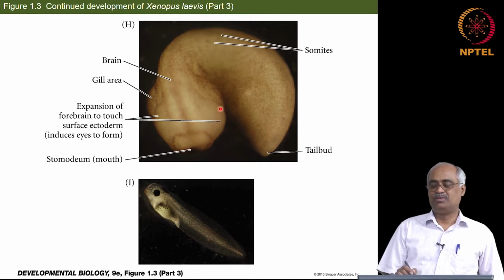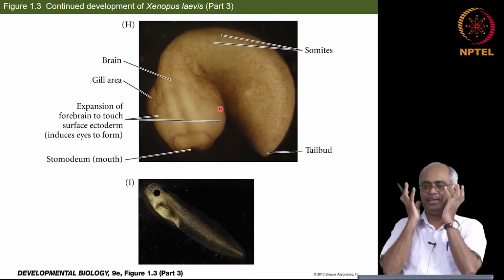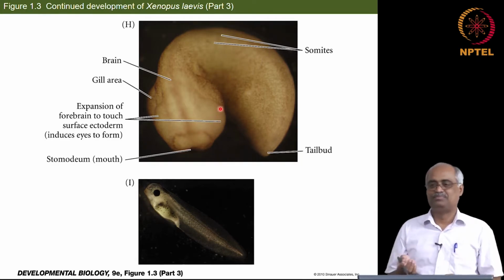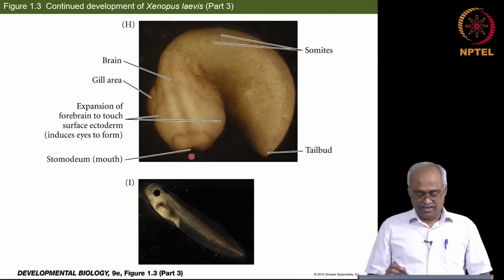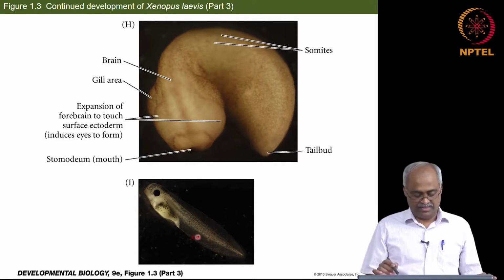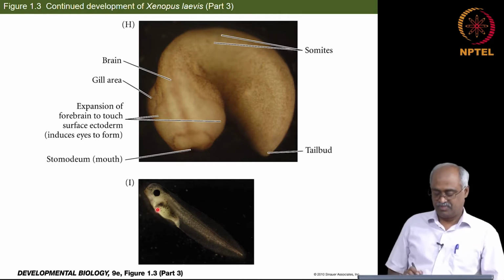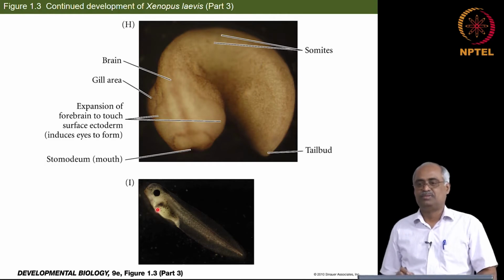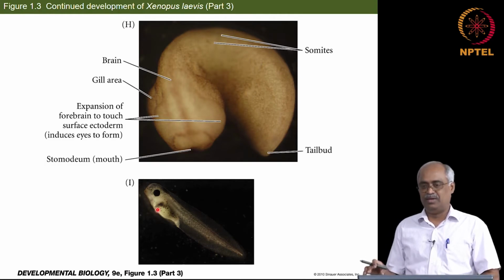So, that is why all your sensing ports are all on the head very close to the brain. Okay. And so this is the tail bud, and the limbs will develop much later. And then you get the swimming tadpole. So, this is the end of embryogenesis.